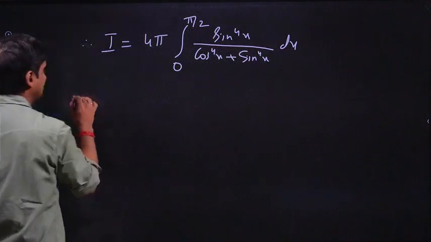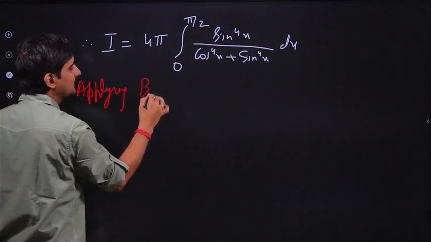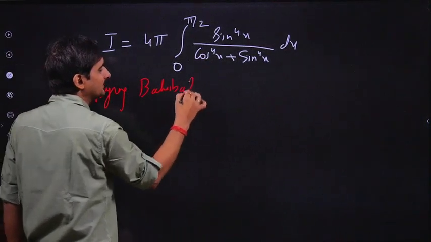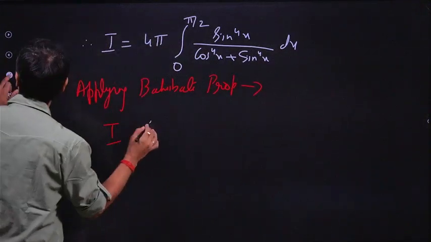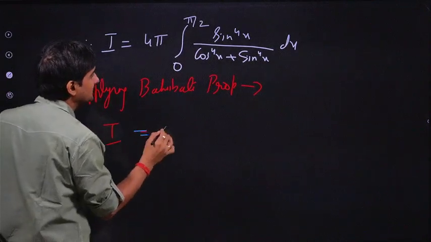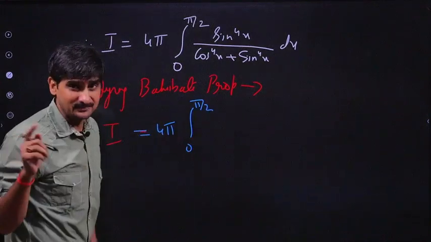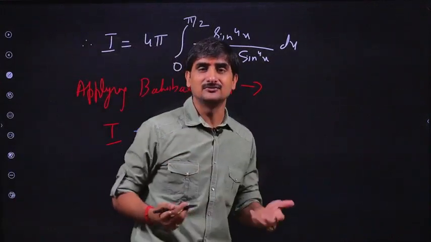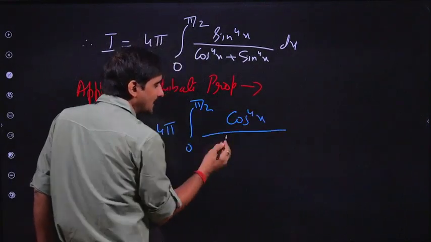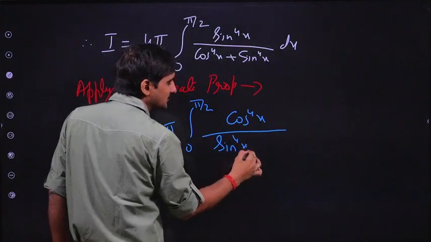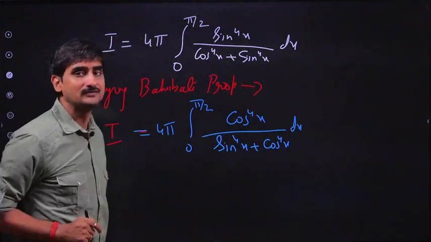Now again apply the Bahubali property. Applying the Bahubali property once again, what do we get? We will get I is equal to 4 times the integral from 0 to pi by 2, where x will be replaced by pi by 2 minus x, and we know sin of pi by 2 minus x is cos x. So in the numerator you will have cos 4x, and the denominator will again not change, because cos will get converted to sin and sin will get converted to cos. Ultimately the denominator will remain the same.